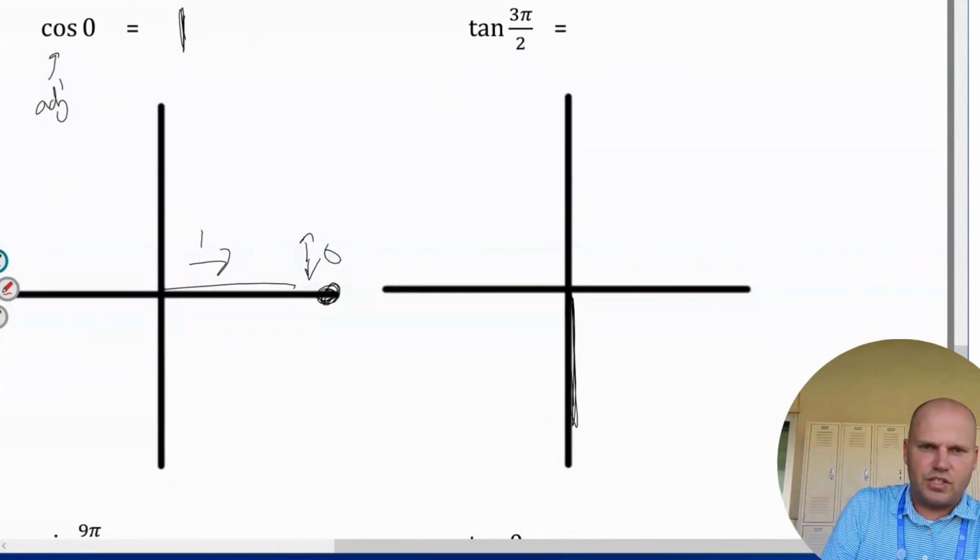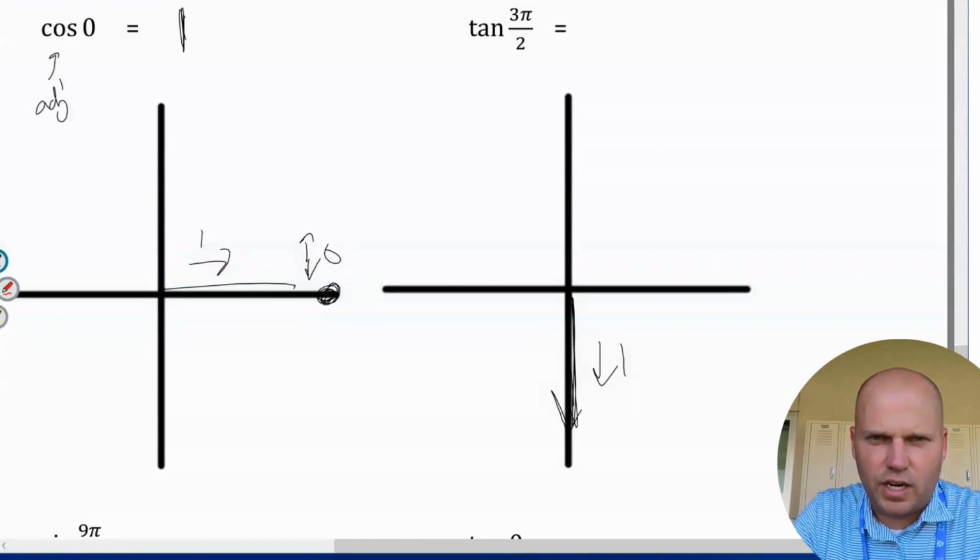3 pi over 2 is down 1. Opposite would be that down 1. Adjacent would be the over to the left and right, 0.